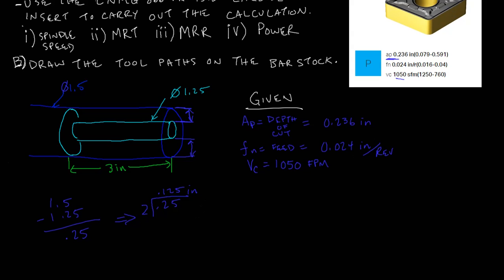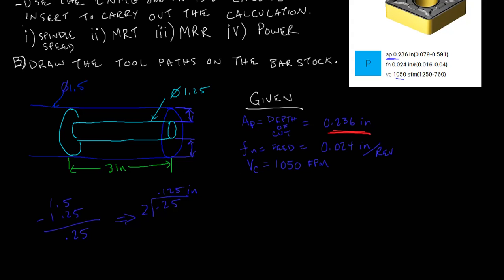And this tool here says that I can go all the way to 0.236. So I'm not taking that big of a pass off, so I can go a little less. I just need to take one pass.